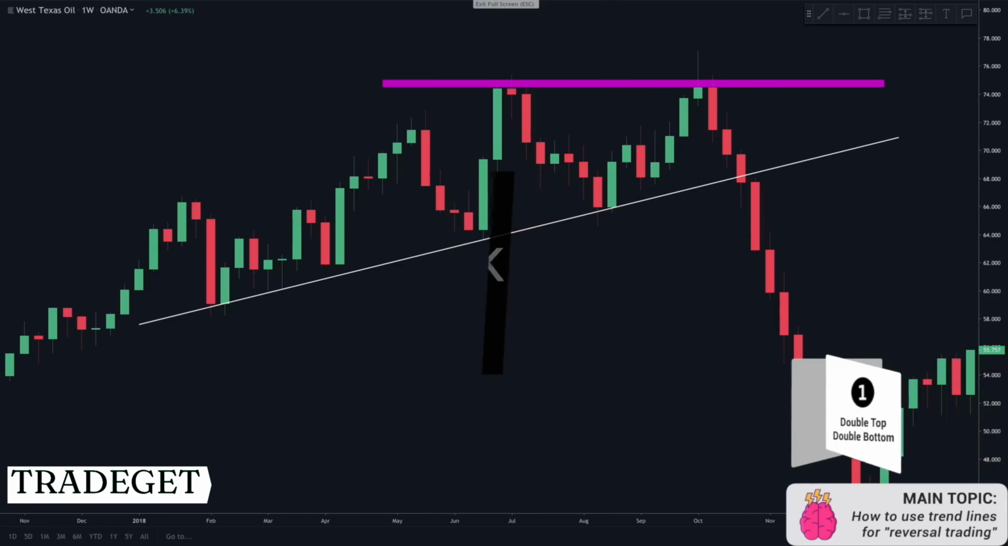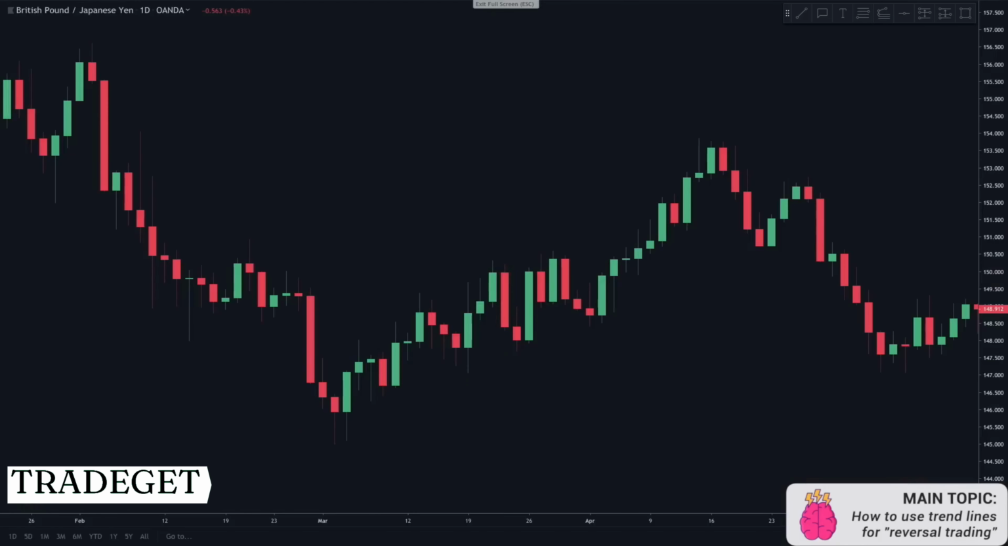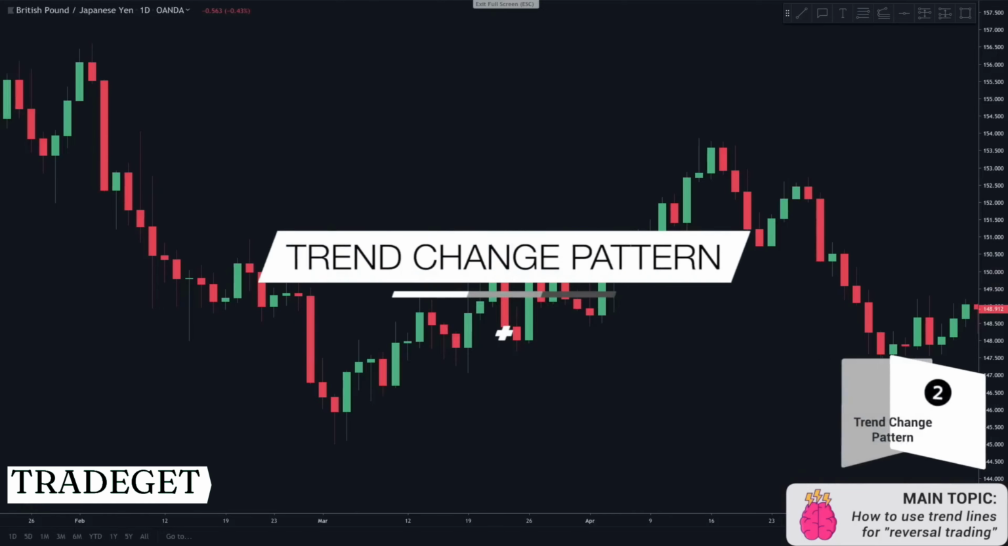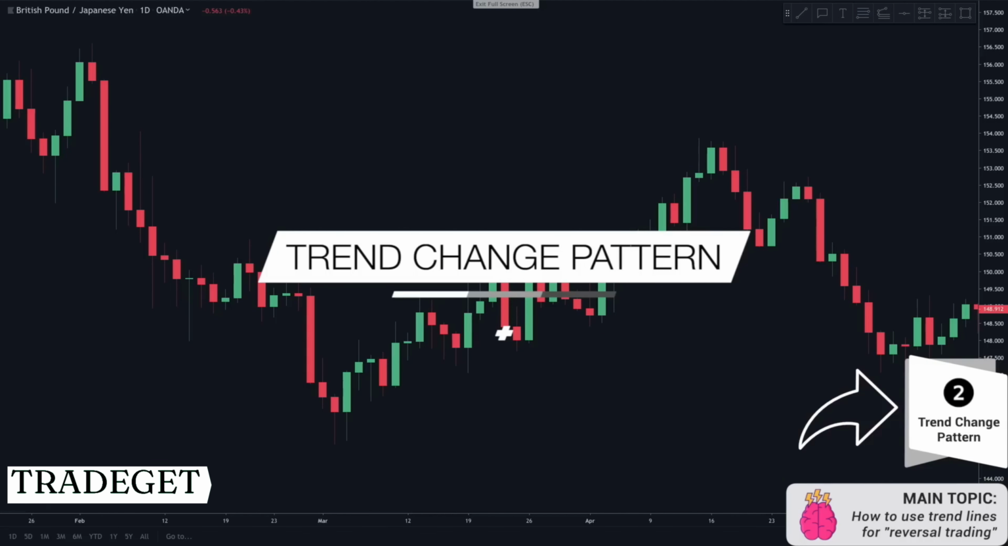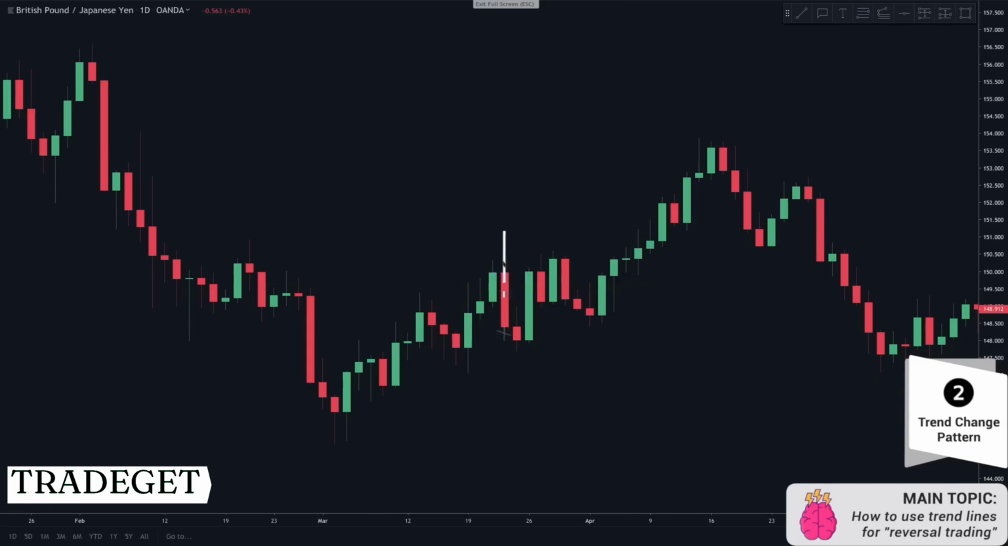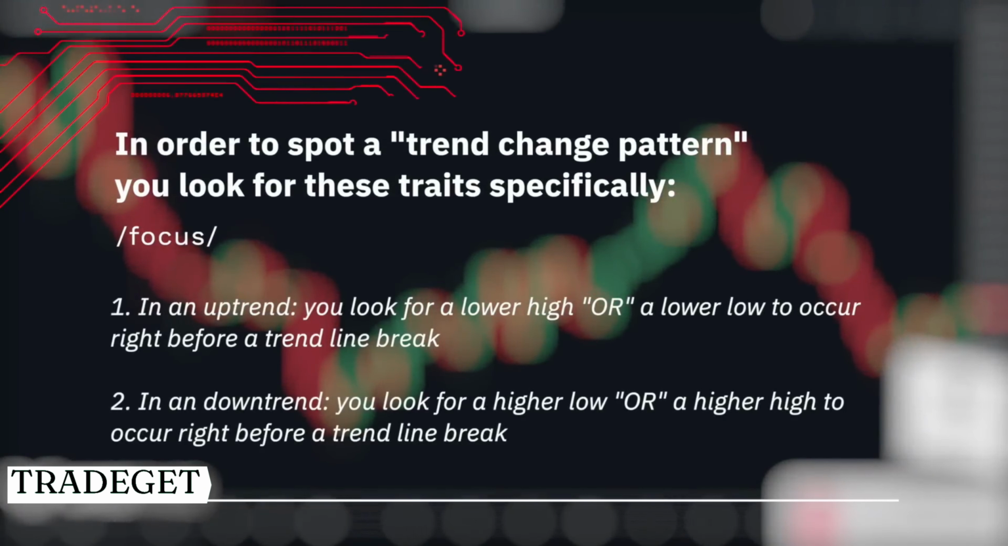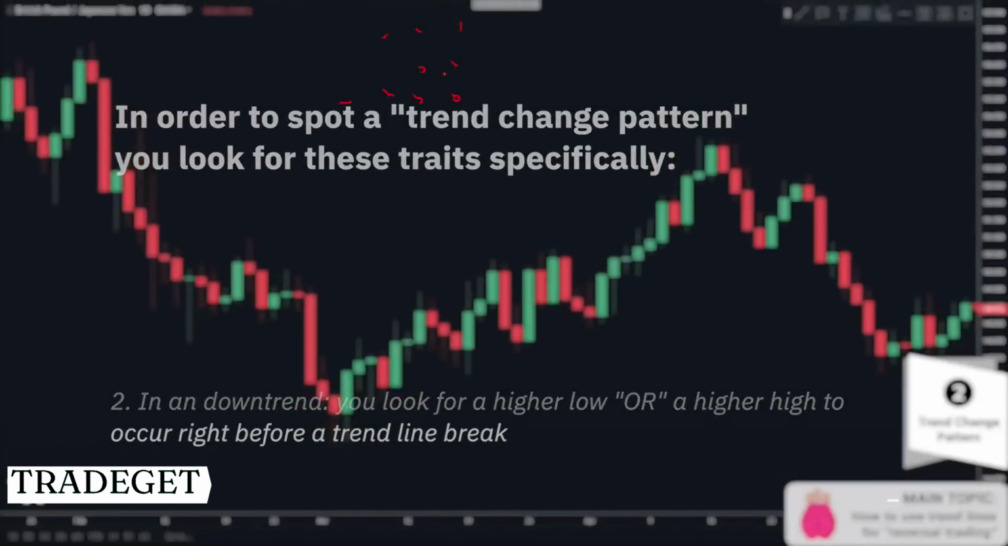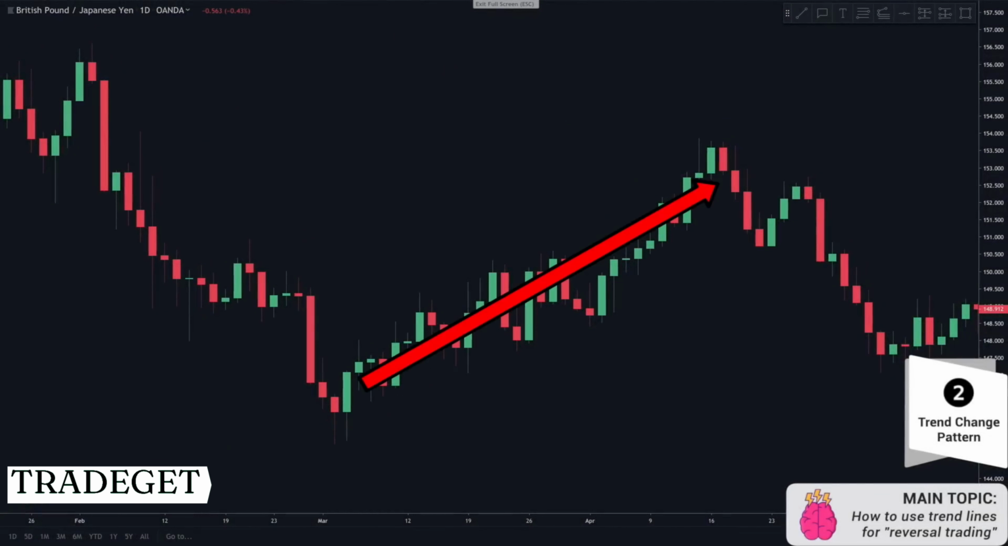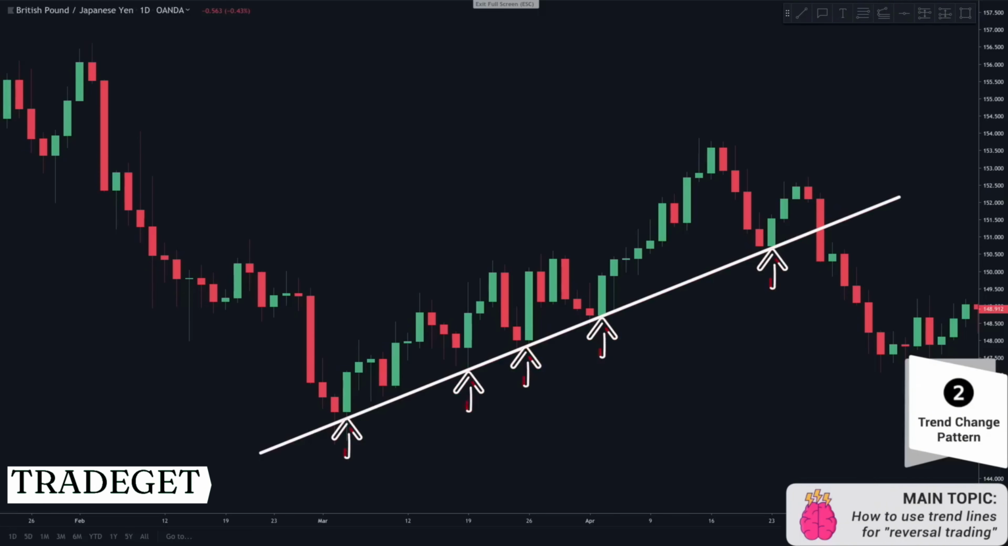So let's jump to the next pattern we look for right before a trendline break, which is a trend change price action pattern. So in order to spot a trend change, you look for these traits specifically. In an uptrend, you look for a lower high or a lower low to occur right before a trendline break. And in a downtrend, you look for a higher low or a higher high to occur right before a trendline break. So here is your moving uptrend, and we place our trendline below the uptrend, connecting these points here.